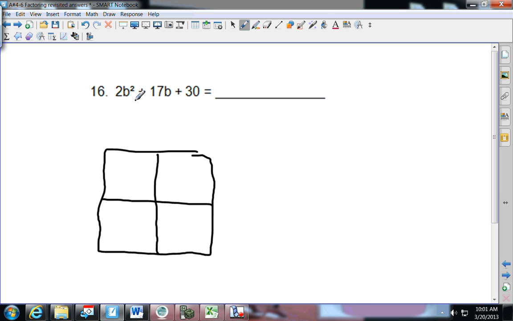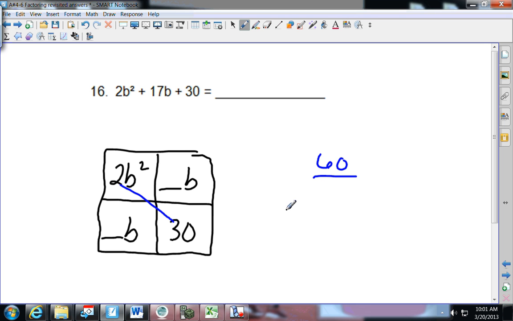The mentally ones is when it's just b squared, when there's not a coefficient in front of that first term. I've got 2b squared and 30. Something b, something b. 2 times 30 is 60. I need the factors of 60 that add up together to give me 17.